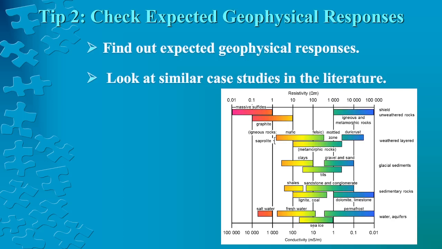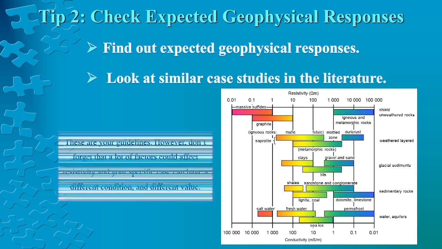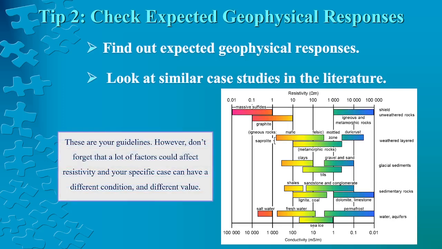But keep in mind that these kinds of variations and ranges are what is expected in general conditions, and you should know that some of them are based on very specific pure sample measurements in the lab. So if there is another extra factor affecting the resistivity in your study area that is not considered in these plots, you have to consider that yourself.